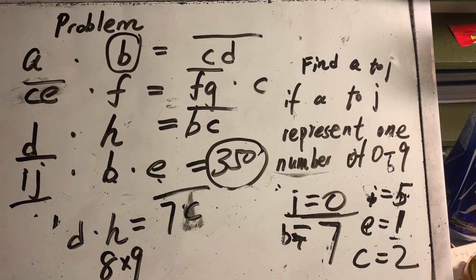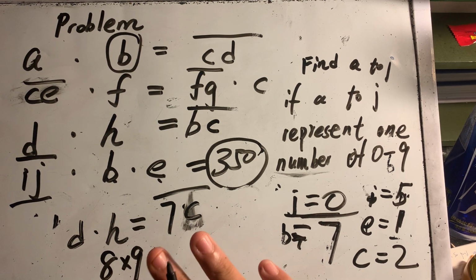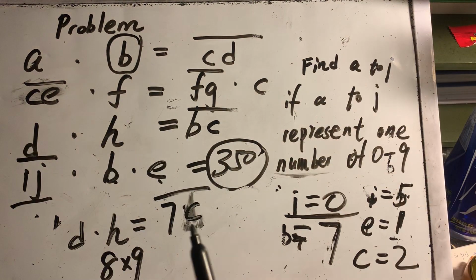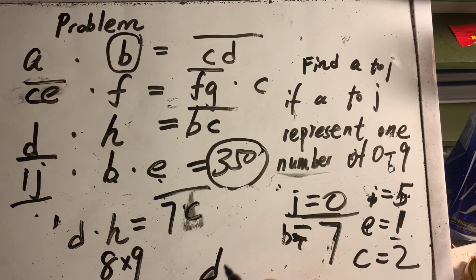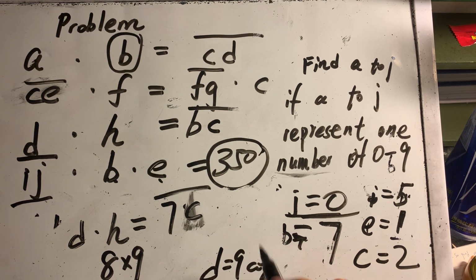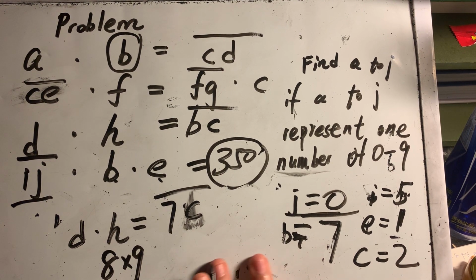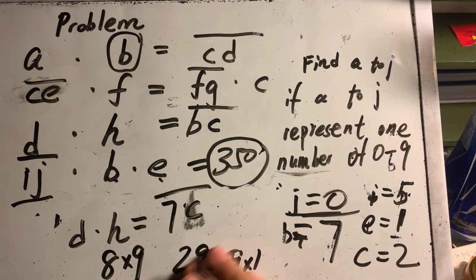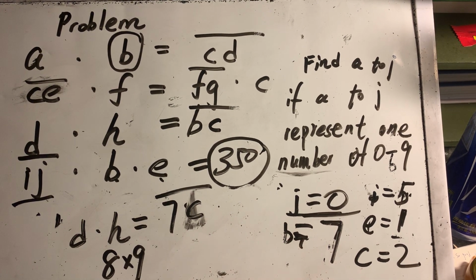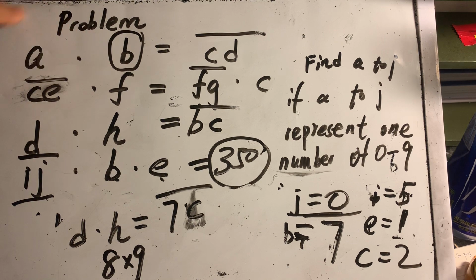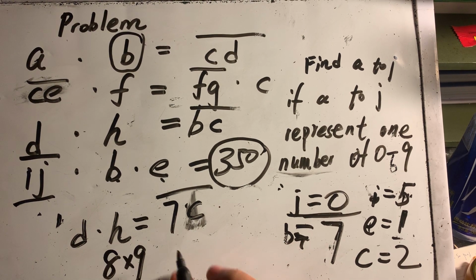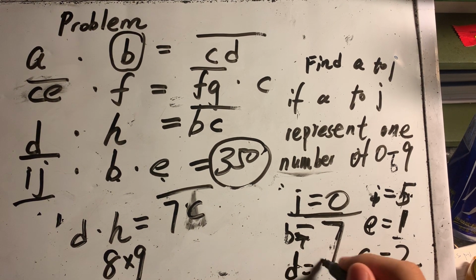So now we know D and H need to be 8 or 9. Let's look back to equation 1. If D is 9 and C is 2, then it's 29. However, 29 is a prime number. This means that it can only be factored into 29 times 1. However, there are no double digits here. These are only single digits. So this means D cannot be 9. D can only be 8. So this means H is 9.